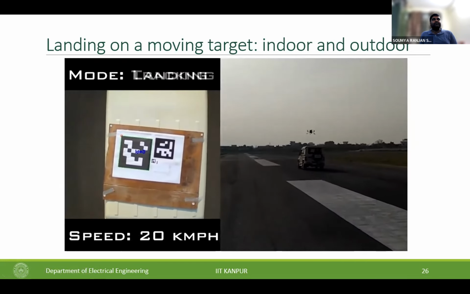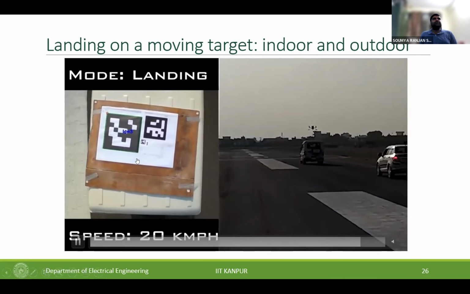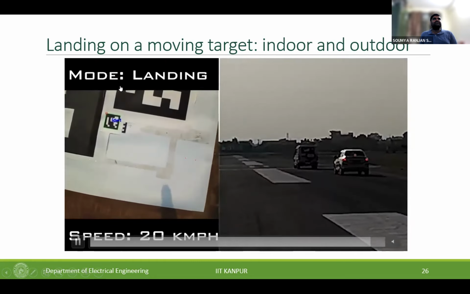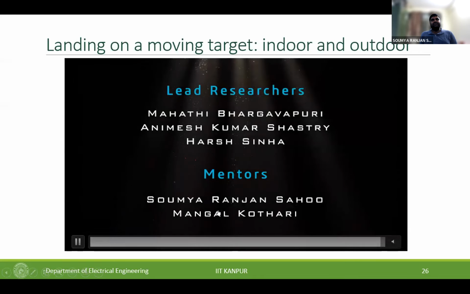We're still tracking. Now for this tracking, there is no communication between the landing platform. The GPS information is not being used. It is just based on the ARUCO marker that has been done here.